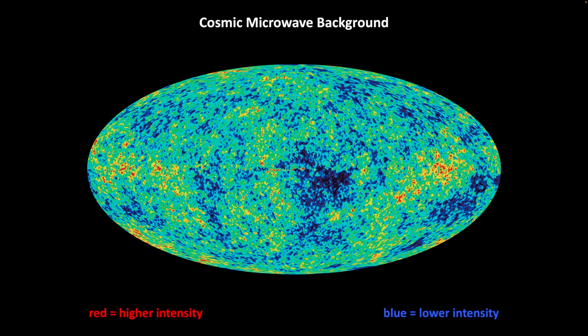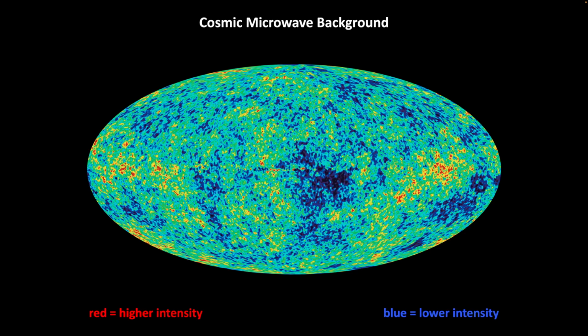It's the afterglow of the Big Bang, the light that was released some 377,000 years after the Big Bang, and we see the microwave background coming from all directions on the sky. This is an all-sky map where the whole sky is unwrapped into this particular oval shape.